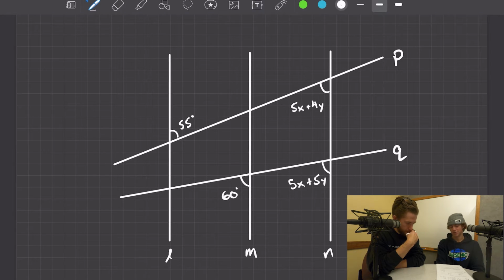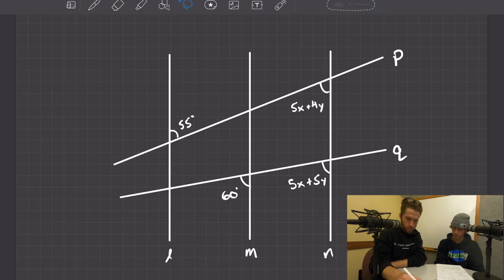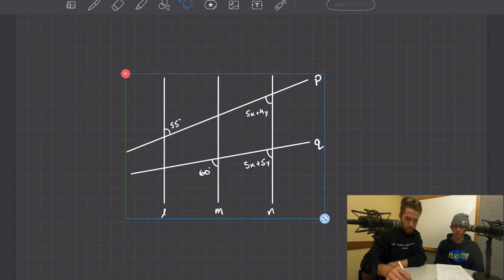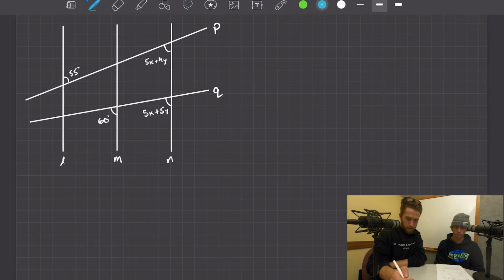Okay, cool. All right, so what do we know? We know 55 is equal to 5x plus 4y. And then 60 is equal to 5x plus 5y. Yeah, perfect. Besides this, just a little smaller. So you just said that 55 is equal to 5x plus 4y.